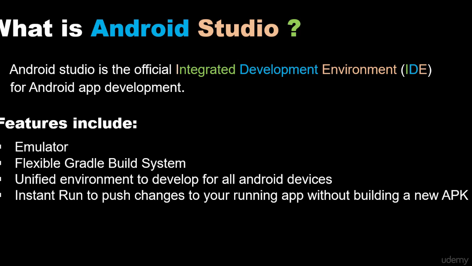APK basically stands for Android Package Kit. This is the package file format used by the Android operating system for the distribution and installation of mobile apps. Android Studio also allows you to integrate your code with GitHub. This way enables you to build common app features and also import samples of your code.